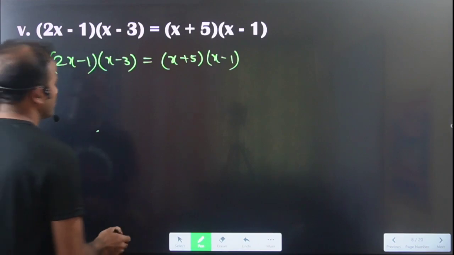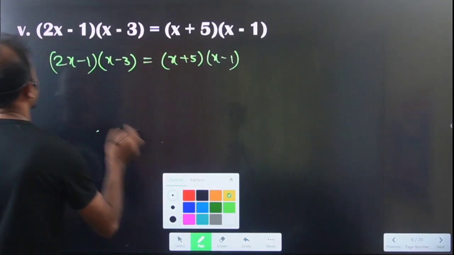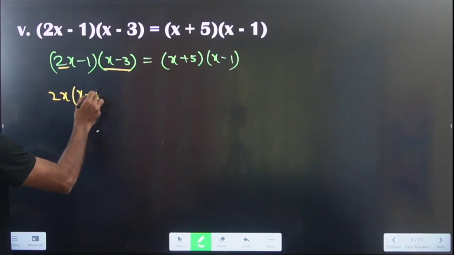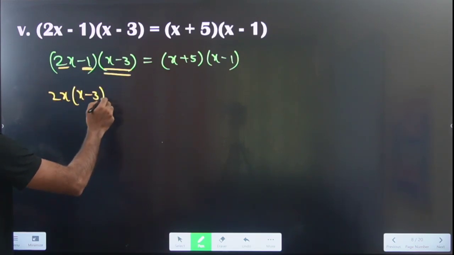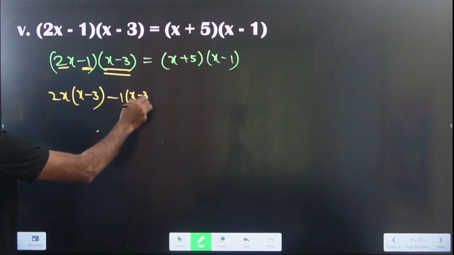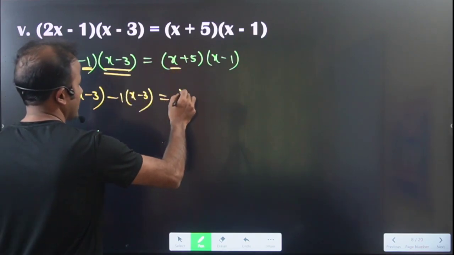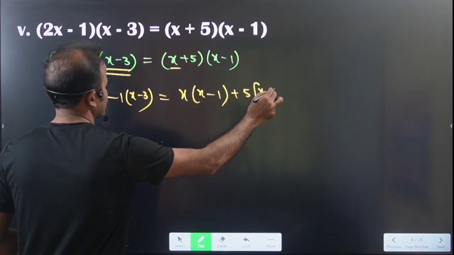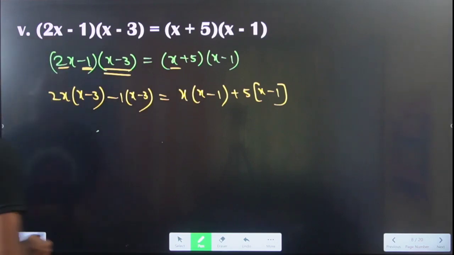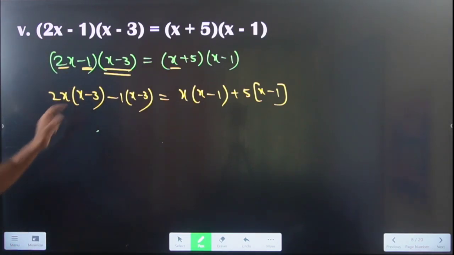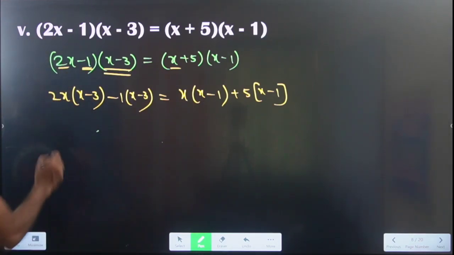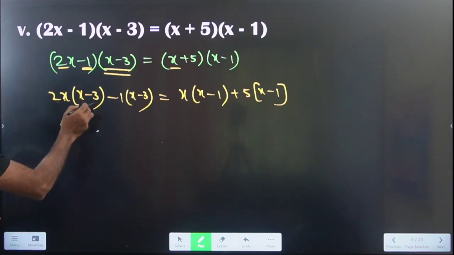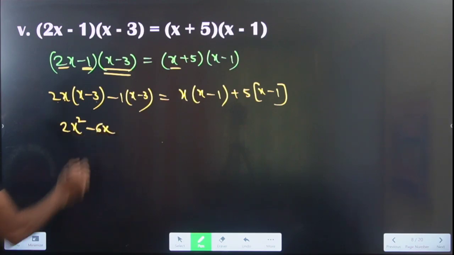Okay, now what you have to do here, you just multiply 2x with x minus 3. Similarly you multiply minus 1 with x minus 3. Here also you do the same thing, x you multiply with x minus 1 and 5 you multiply with x minus 1. Now you see, 2x into x is how much? 2x into x is 2x square. Here x into x is x square. 2x into minus 3 is minus 6x.